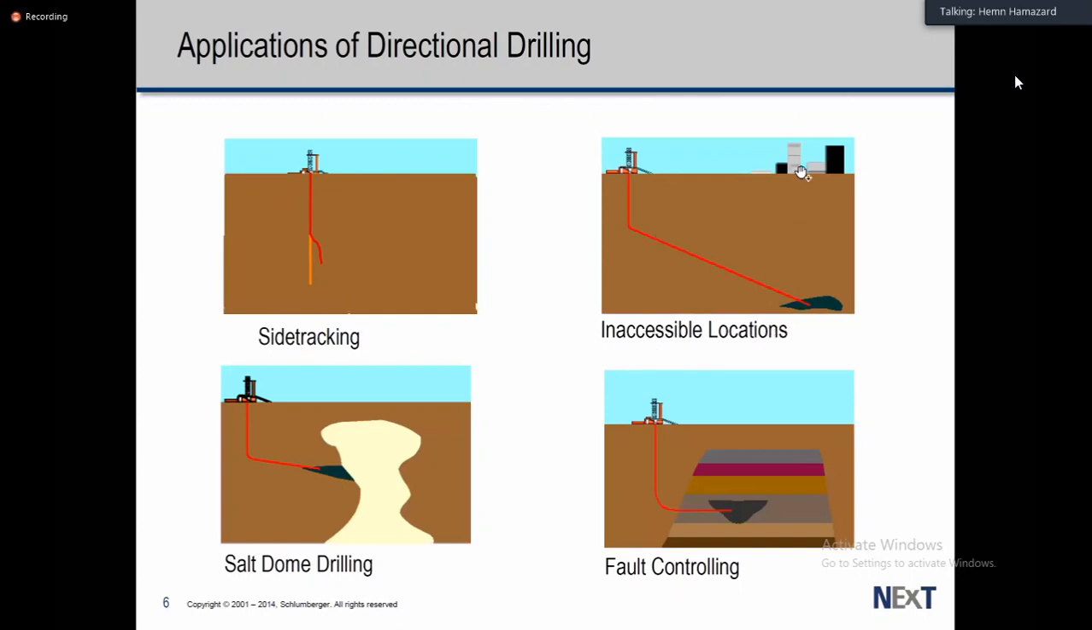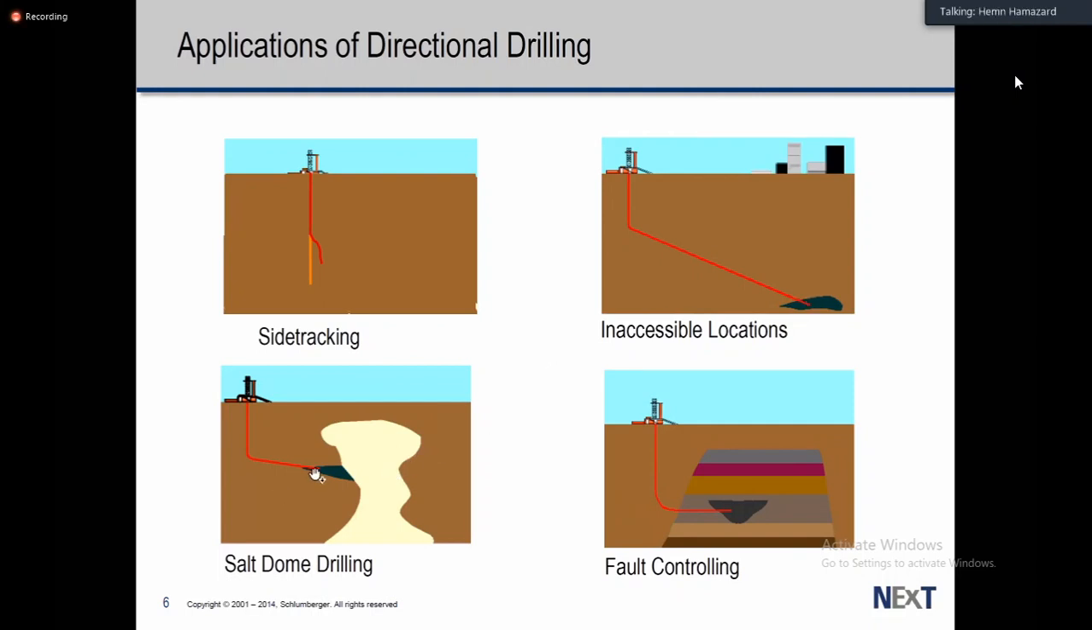Inaccessible locations. For example, if you have in the Mangesh area a target just below the town itself, with houses and farms and everything else, of course, you don't want to damage, ruin, or destroy the entire town with farms and everything just to make a hole in there. What you can do is set your location up at a further location, and then you can directionally drill and hit the target.